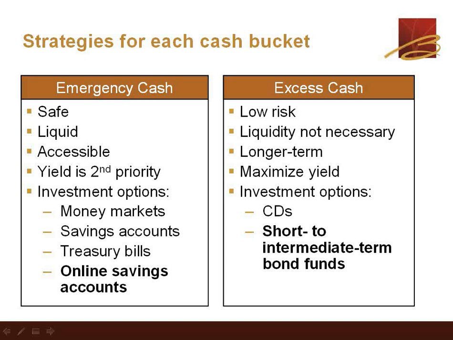Because there are two different types of cash, there are two different strategies for managing each of them. With the emergency cash, the timing and the amount of your liability is unknown. You don't know when you're going to lose your job or when a tree will fall on your roof. So that cash needs to be safe, liquid, and accessible at all times. Yield is a secondary priority here. So typically we recommend sticking with investments like money markets, savings accounts, and treasury bills. However, as discussed, in today's environment, those aren't very good options. So we're recommending online savings accounts for our clients' emergency cash, and we'll discuss those in more detail in a moment.